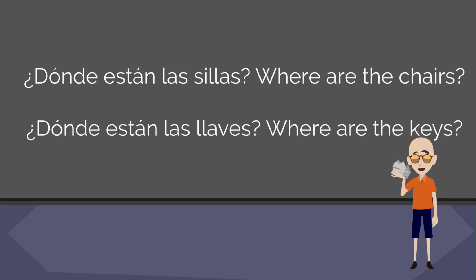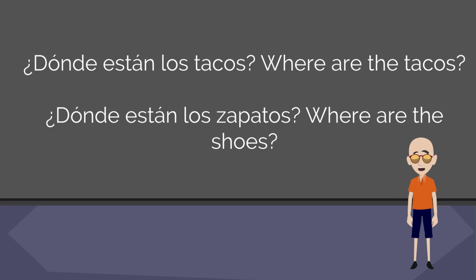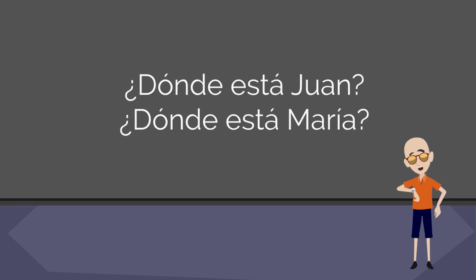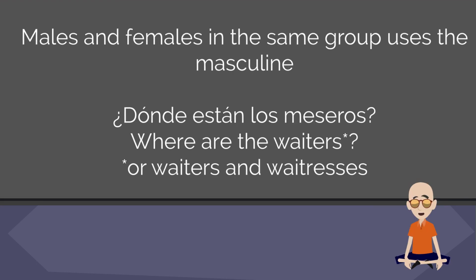Here are two examples of sentences utilizing plural feminine nouns. ¿Dónde están las sillas? ¿Dónde están las llaves? Here are two examples utilizing plural masculine nouns. ¿Dónde están los tacos? ¿Dónde están los zapatos? If you're looking for a specific person by name, you just plug their name in the singular construction. ¿Dónde está Juan? ¿Dónde está María? Now, when you're looking at a group and it's made up of both men and women, you're going to use the masculine form. So even if you have 15 waitresses and only one waiter, it's going to be meseros, masculine.